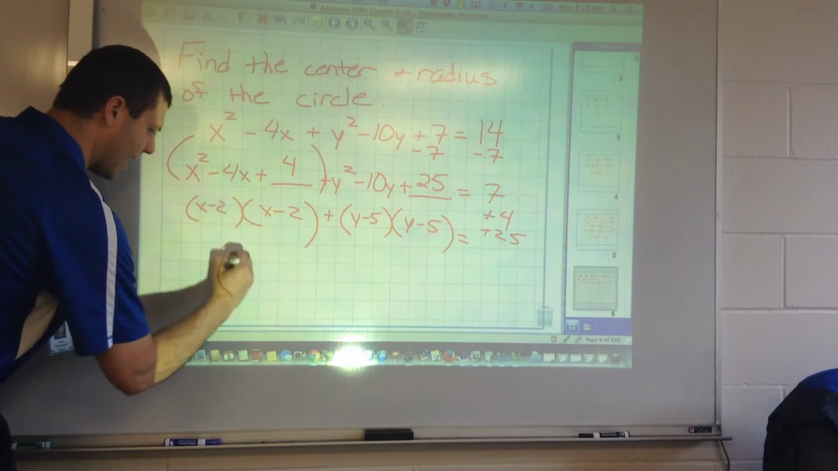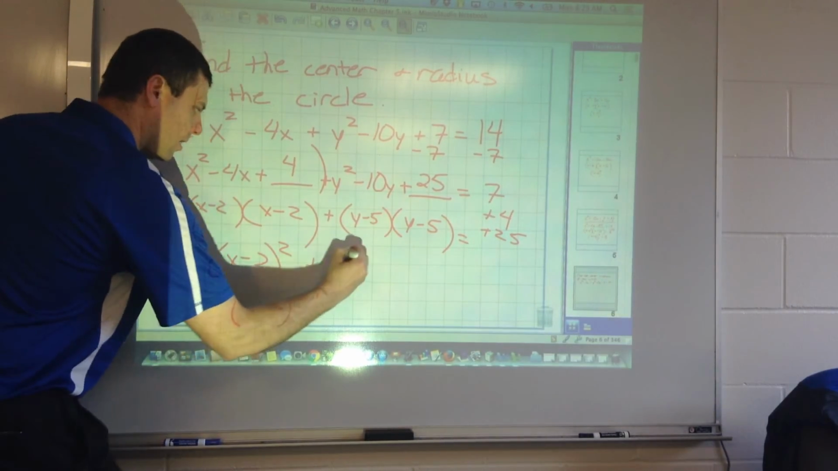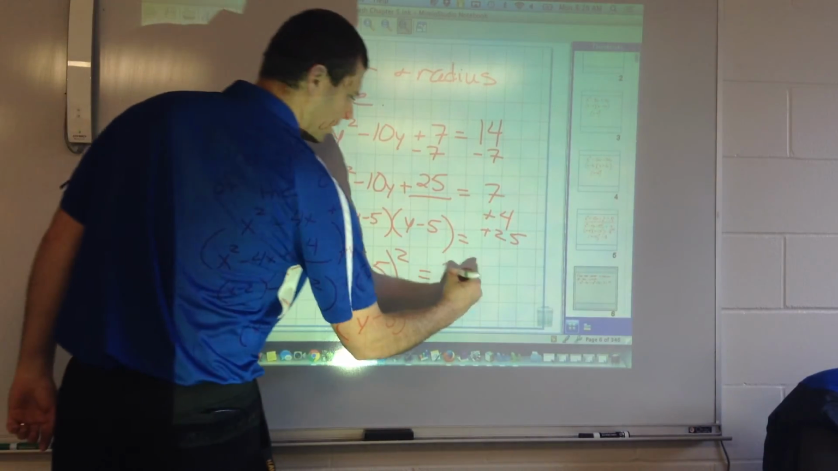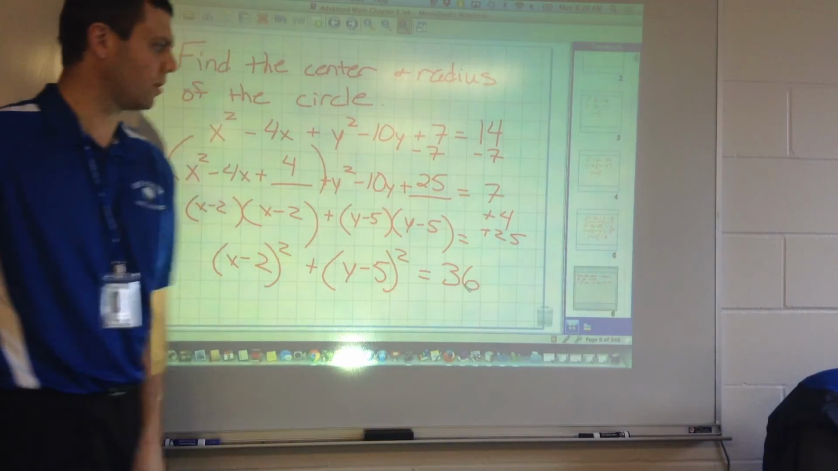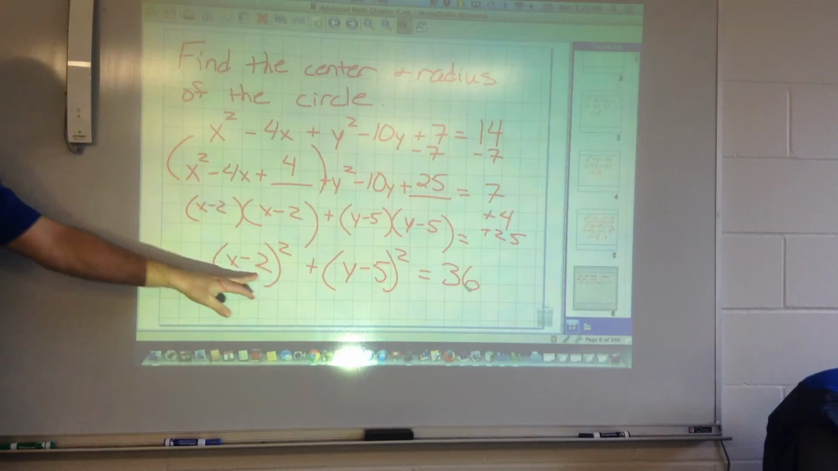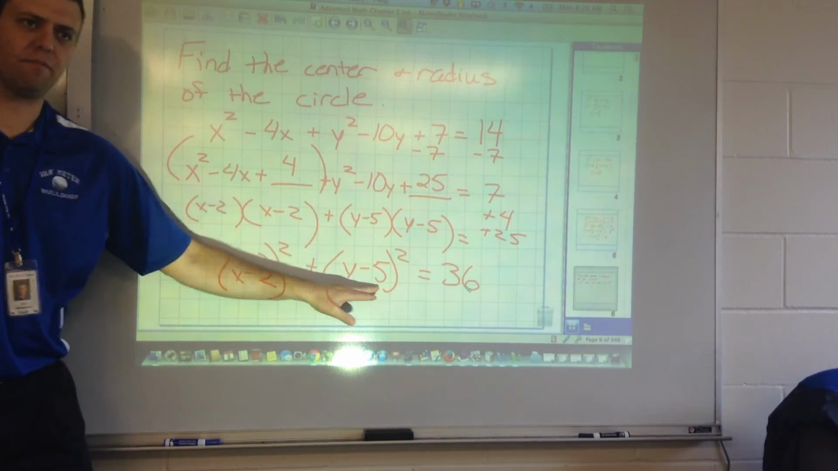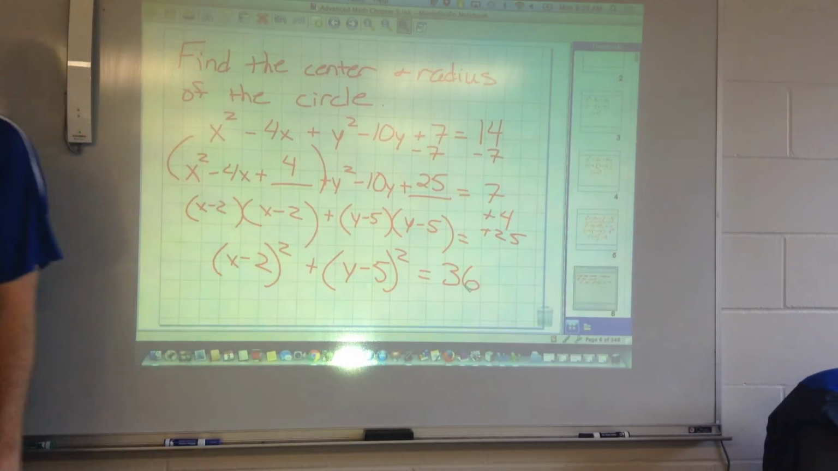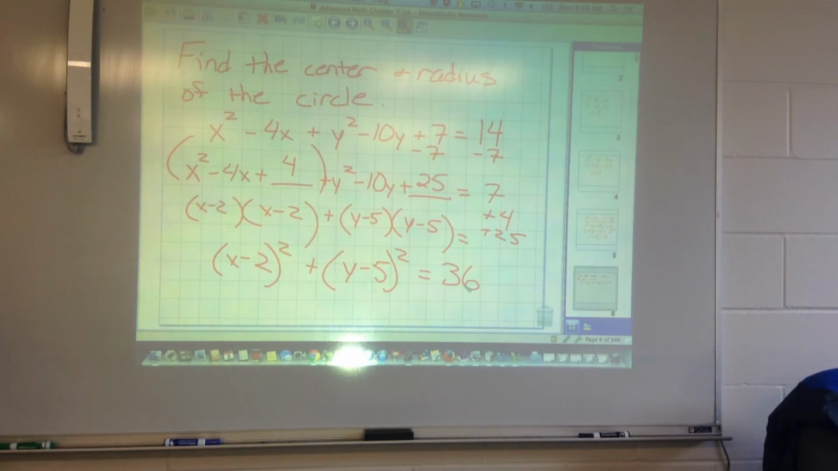Okay? So really I have x minus 2 squared plus y minus 5 squared equals, what's that, 36? 7 plus 4 plus 25. Now can you tell where the center of that circle is? Yep, where is the center? 2, 5, and what's my radius? 6. Remember, it's opposite of these values, so 2, 5. My center would be located at 2, 5, and the radius is always whatever the square root of that number is. Okay, so my radius would be 6.